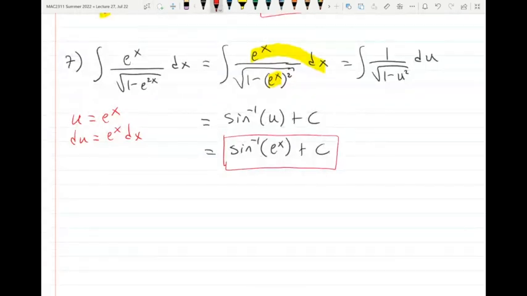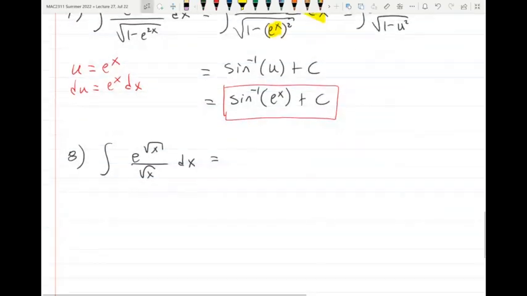And then finally, let me do one more. Integral of e to the square root of x over square root of x. Again, pause, try to see if you can do it. So what do we do here?